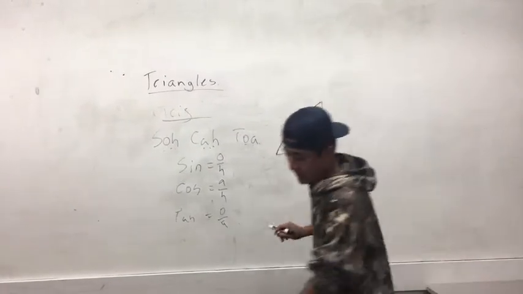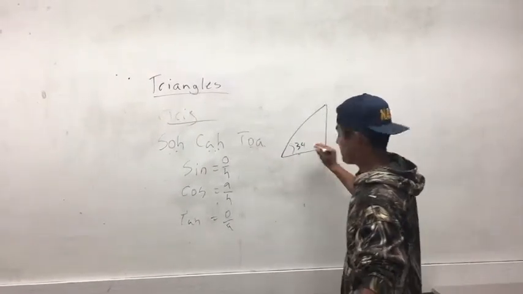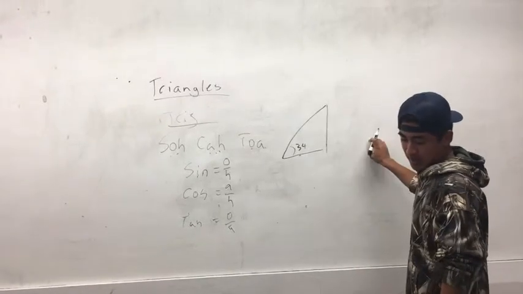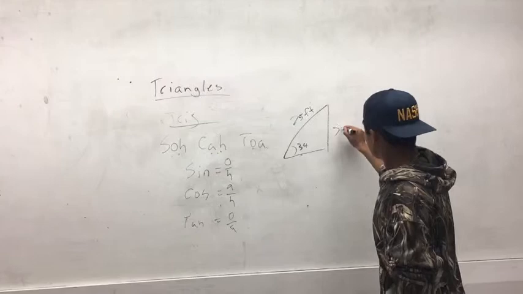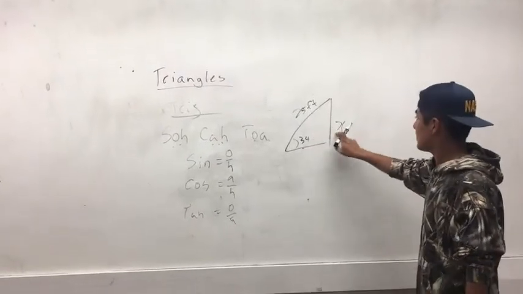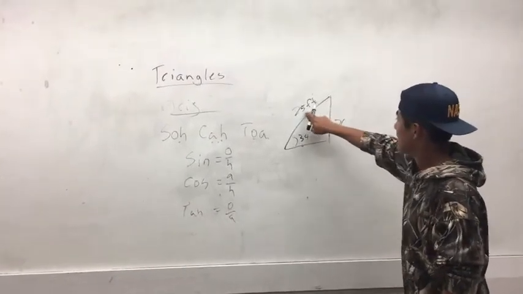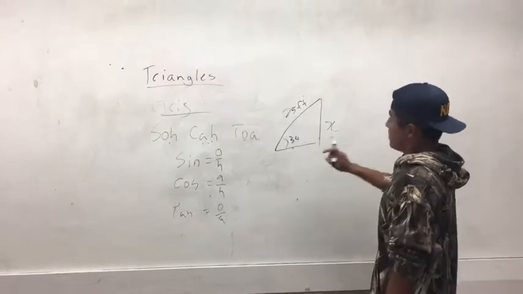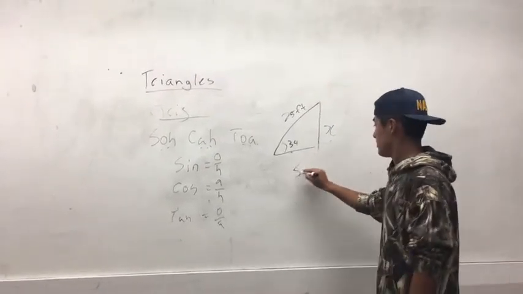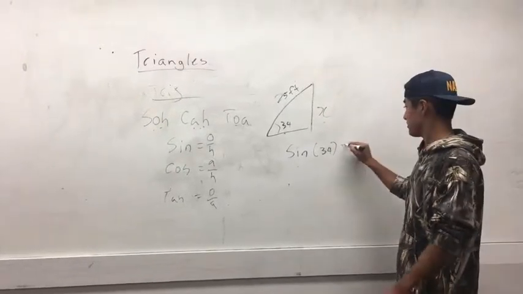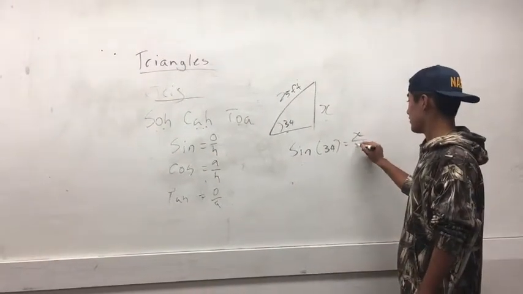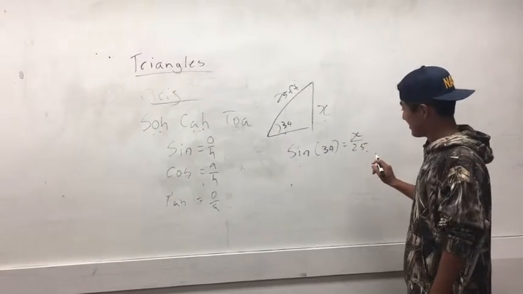We have an angle here, 34 degrees, and this side right here is 25 feet, okay? And we're trying to find x. Now we're trying to find x, and it's opposite over hypotenuse. Now we have the hypotenuse, so then we would use sine. Sine 34 equals x over 25.